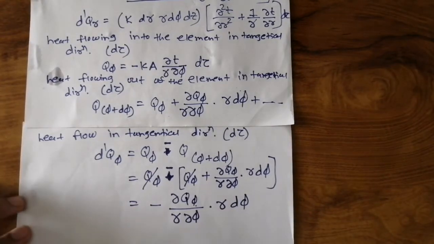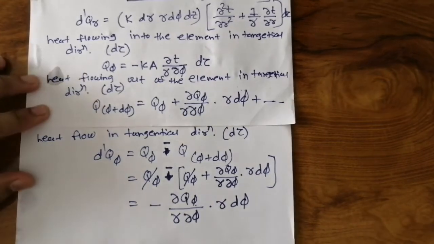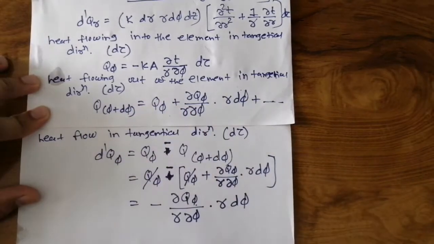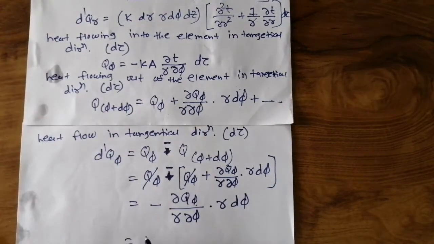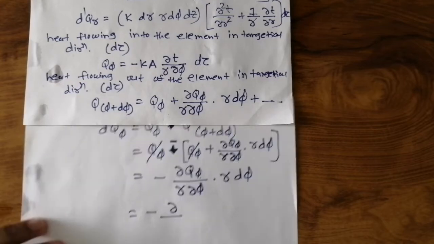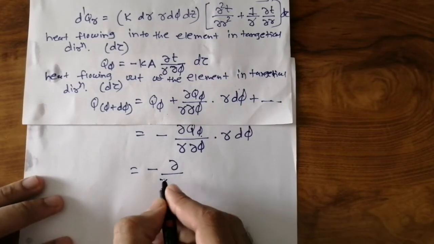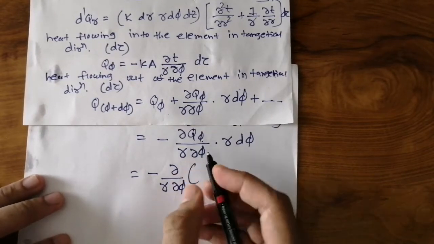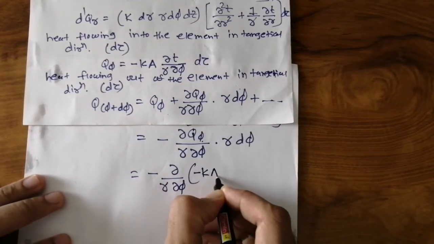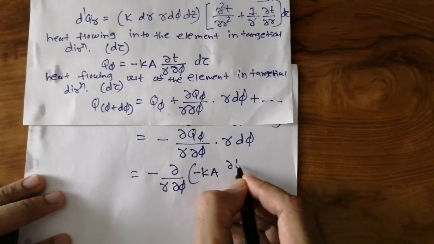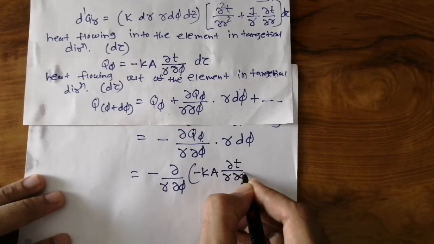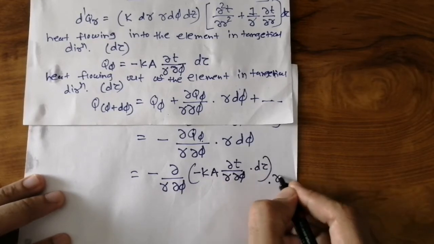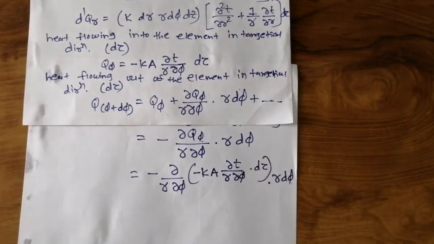Now we put in the value of Q5. What is Q5? Q5 is equal to minus k A del T by r del 5 into del tau. We put it here, so it is equal to minus del by r del 5 as it is. Inside the bracket the value of Q5 is minus k A del T by r del 5 d tau into r d5.